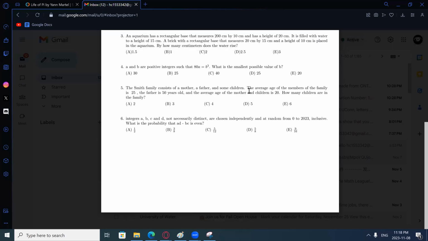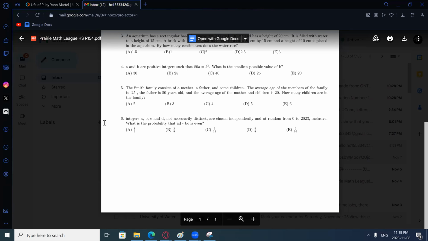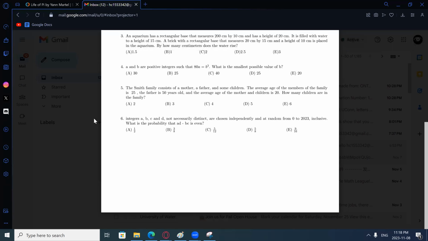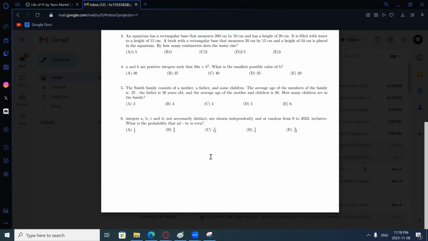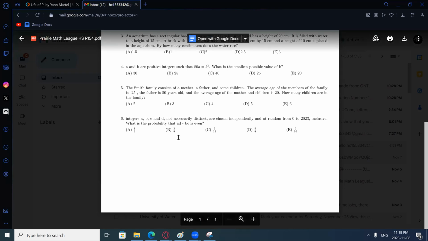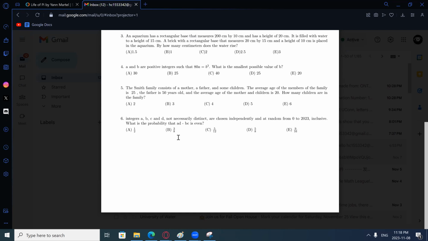Today I will be doing Prairie Mass League High School round number 154, questions 5 and 6. Question 5 asks: The Smith family consists of a mother, a father, and some children. The average age of the members of the family is 25. The father is 50 years old, and the average of the mother and children is 20. How many children are there in the family?